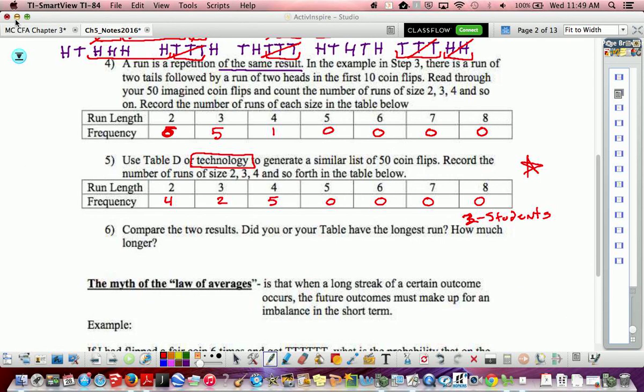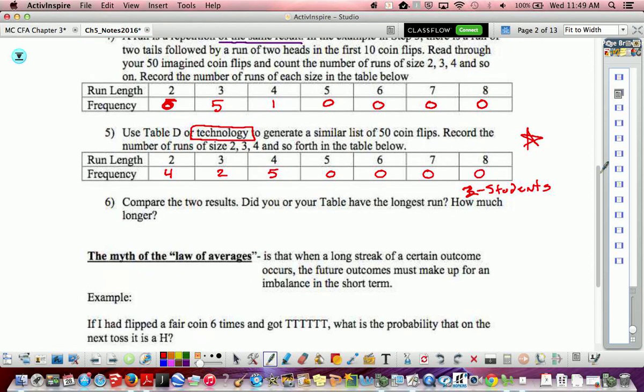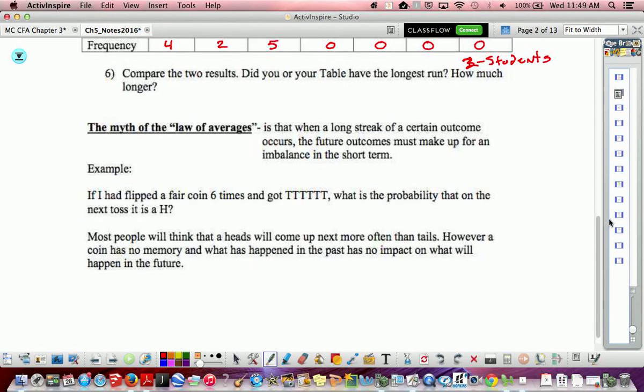Alright, so now our second myth is this myth of the law of averages. The myth of the law of averages basically says that when a long streak of a certain outcome occurs, future outcomes must balance it out. That is not truly the case.